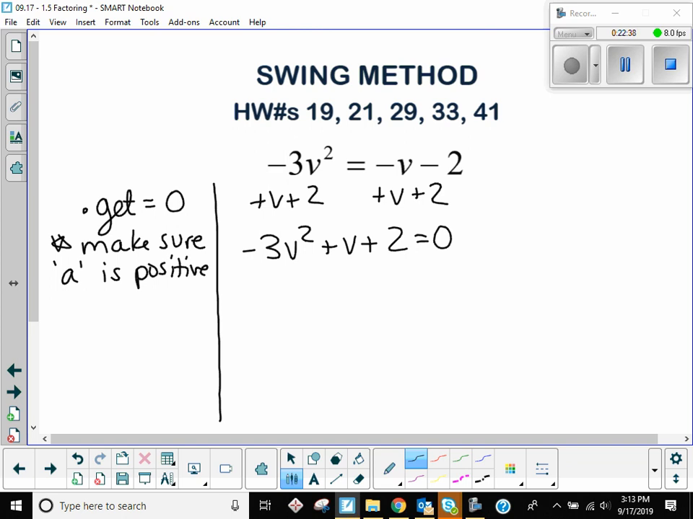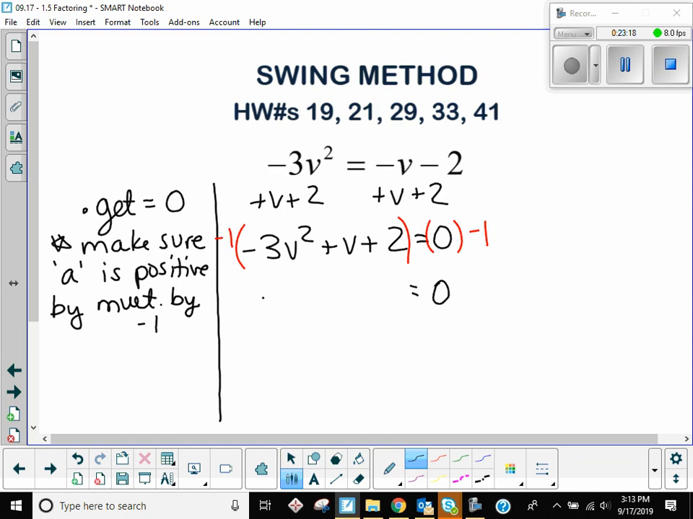Any suggestions for how I can deal with that? How can I make that -3 a positive 3? Thoughts? Multiply by -1, yeah. And you can either multiply through by -1 or divide through by -1. It doesn't matter, right? So I'm going to multiply by -1. And you have to do that to both sides of the equation to keep it in balance. It doesn't happen to change the right side because that stays 0.